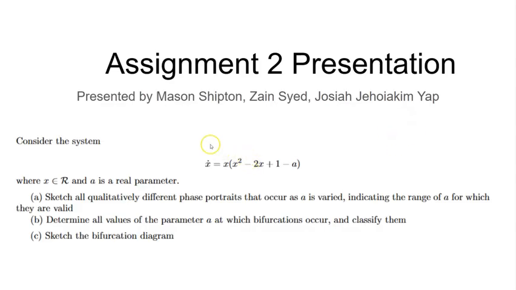Jahoy Kemyap. So for this presentation, we're going to consider this system: x dot equals x times (x squared minus 2x plus 1 minus a), where x is an element of all real numbers and a is a real parameter.